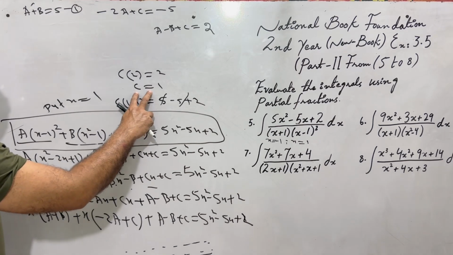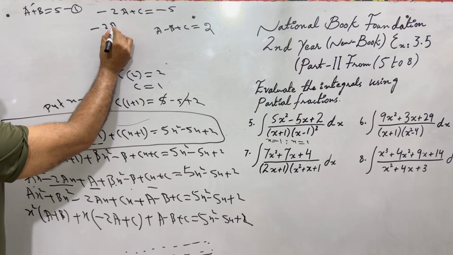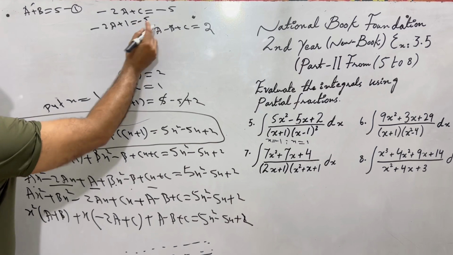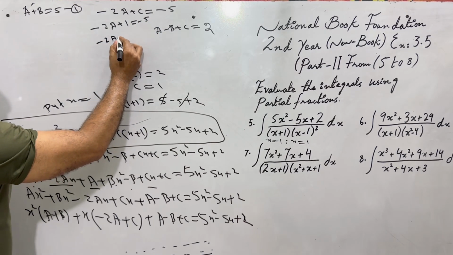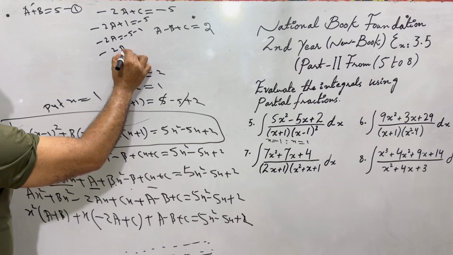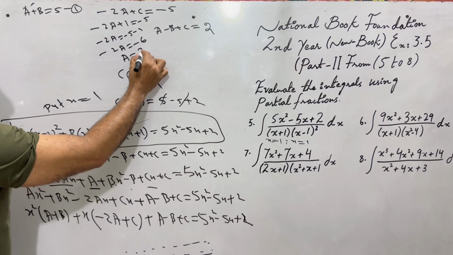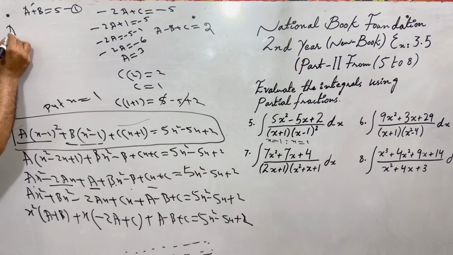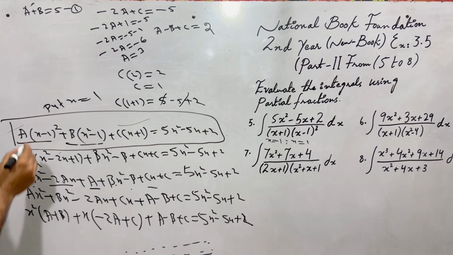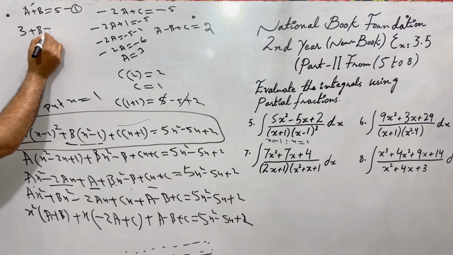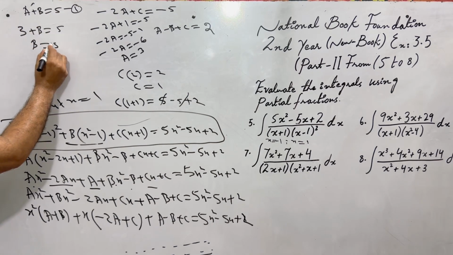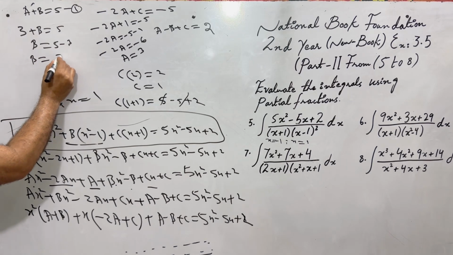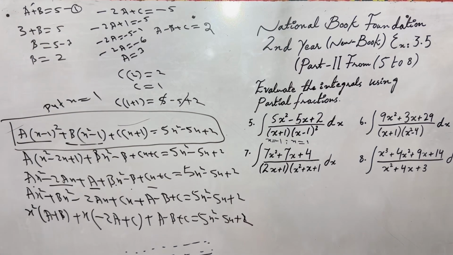What is the value of c? 1 we have generated. Put here in minus 2a plus c, the value of c is 1, is equal to minus 5. Shift 1 over on the right hand side. Minus 5 minus 1. Minus 2a is equal to minus 6. Then a is equal to 3. We have the value of a. Put in that equation. We are going to get b as well. A plus b, put a is equal to 3. 3 plus b is equal to 5. So b is equal to 5 minus 3. b is equal to 2. So the value of b is 2, the value of a is 3 and the value of c is 1.